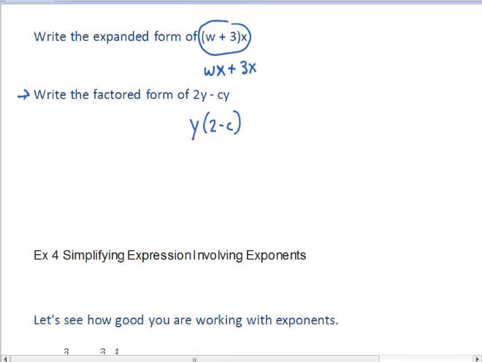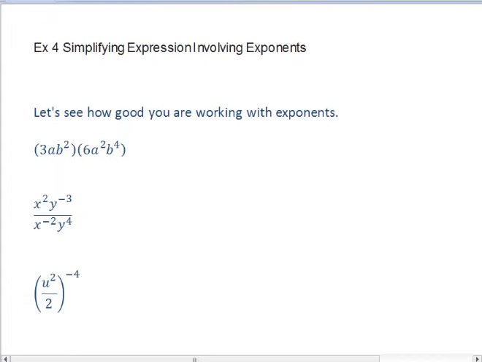Our last example is just how we simplify expressions involving exponents. So what I want you to do is take a few minutes and write these down and try to compute what the answers are, and then I'll go over what the answers are in a couple minutes. So if you would pause the video and try, and then when you come back you'll see what the answers are.